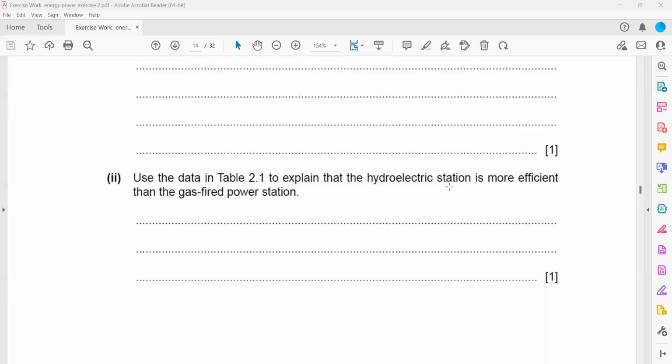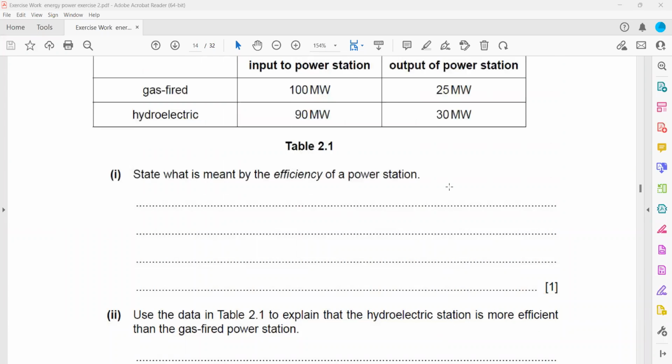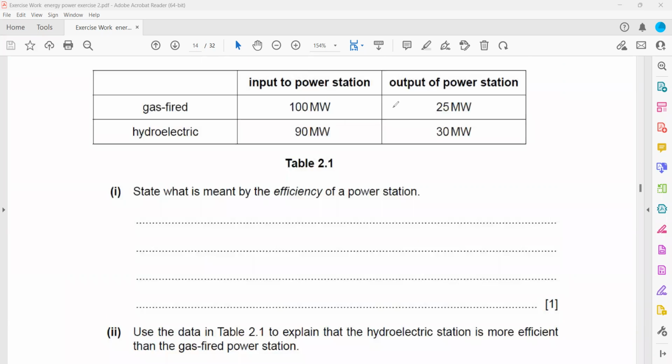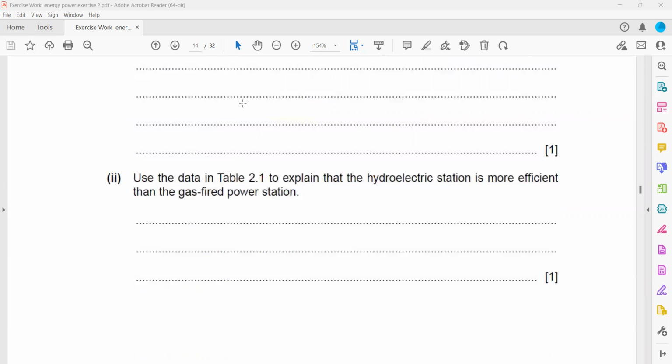Use the data in table 2.1. Explain why the hydroelectric power station is more efficient. So how to find the efficiency of the hydroelectric power station and gas? For gas, the useful power is 25 into 100 divided by 100. So this will be 25% efficient. But for hydroelectric, it will be 30 into 100 divided by 90. It is about 33.33% efficient. So you just have to use the data and find the efficiency of each of them: the useful output divided by total input, into 100.